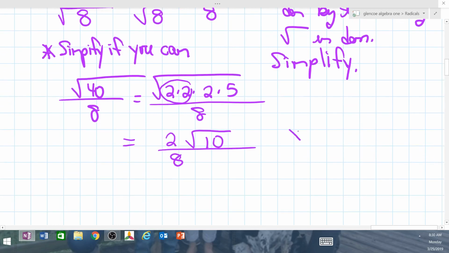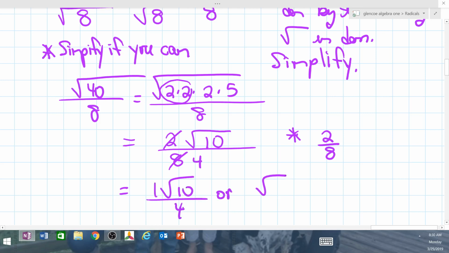Okay, so now I'm going to take you on a walk over here. 2 over 8. When you reduce a fraction, and when you're simplifying radicals, you can simplify outside numbers with outside numbers, and numbers inside the radical with other numbers inside the radical. We all know that 2 over 8 does reduce. What does it reduce to, guys? 1 over 4. So your final answer here would be 1 radical 10 over 4, or radical 10 over 4.